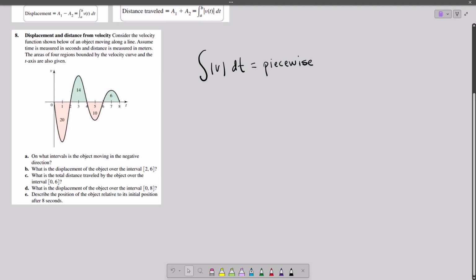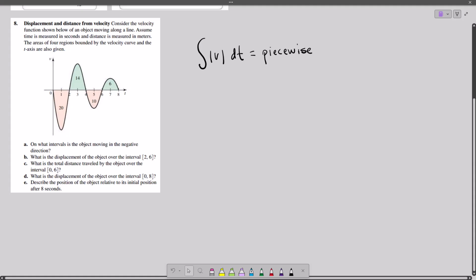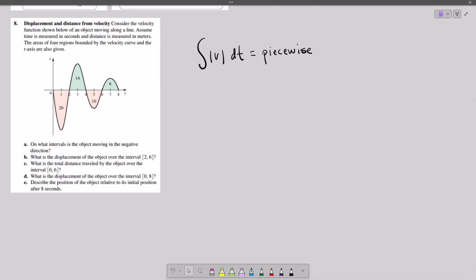So let's just make sure we understand the geometry of Calc 1 here. Displacement and distance from velocity. So this is a velocity function. Consider the velocity function shown below. Objects moving on a line. Assume time is measured in seconds, distance in meters. All right. So the first question says, on what intervals is the object moving in the negative direction? Somebody give me an interval where the thing is moving in a negative direction.